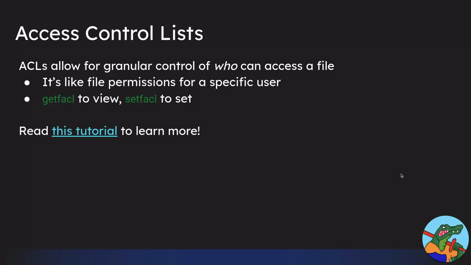So to do it, we just run getfacl to view these ACLs and then setfacl to set them. Here's a tutorial by Red Hat explaining how it works. It's pretty good, but let's get into the vulnerability.